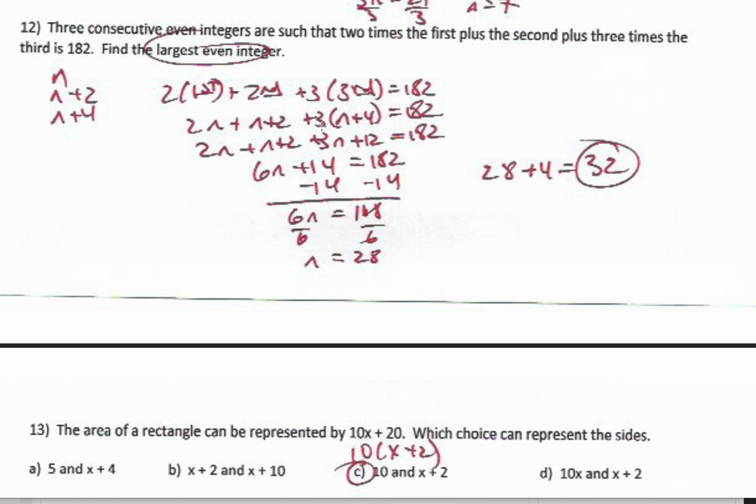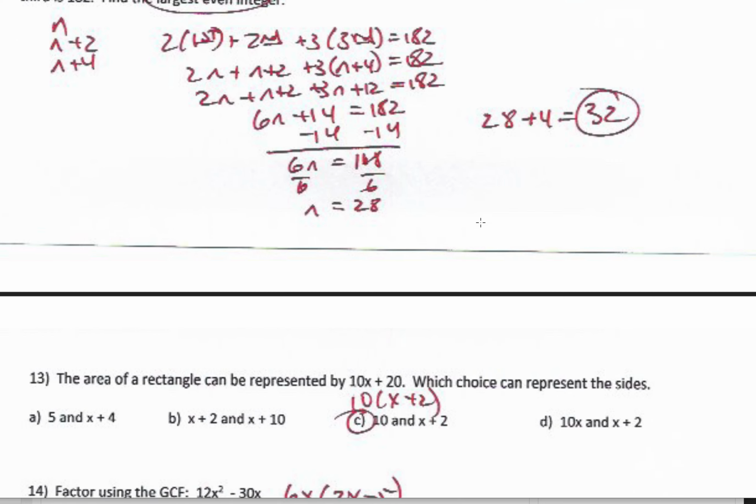And 3 times the third is 3 times n plus 4. And that all adds up to 182. So 2n plus n plus 2 plus, now distribute the 3, that's 3n plus 12 is 182. So that's 6n plus 14 is 182. Minus the 14, I get 168, divide by 6, and I get 28. So the third one, the largest one, is 28 plus 4, which is 32.